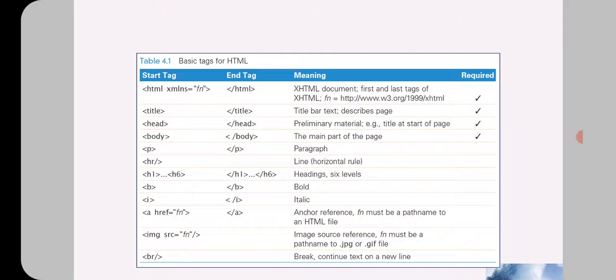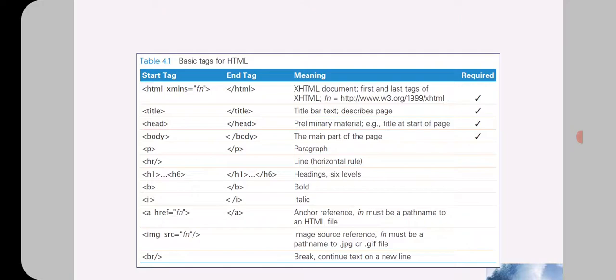B means bold tag, B slash B. I means italic. And A, what is A? A means anchor tag. What are anchors? Anchors means links. Anchors are generally also called links or web links or HTML links. Links are generally created in HTML with the a href tag. In HTML we create links or web links or page links with the a href tag. What is a href? It means anchor tag.